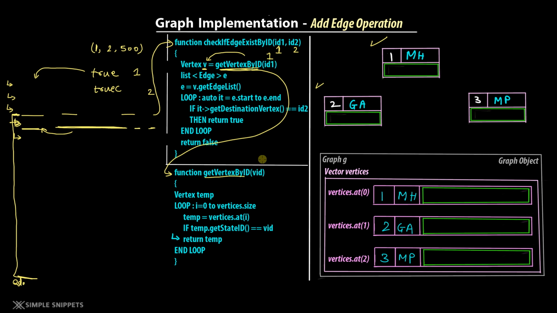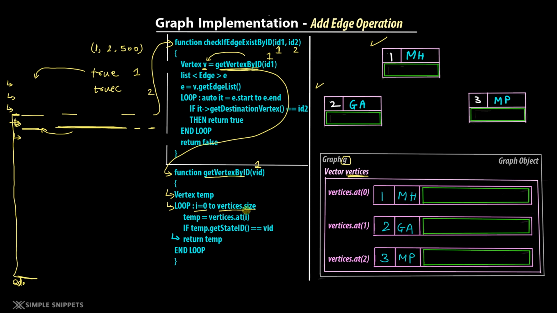VID is nothing but the ID that we are passing. We are passing 1. Now we say vertex temp. We call a loop from i equals 0 to vertices.size. Vertices is nothing but the vector inside the graph object G. The reason why we can directly say vertices.size is because get vertex by ID, check if edge exists by ID, add edge, all these functions are inside the graph class itself. So when you create an object of graph class, when you say graph G, G will have all these functions, which means that inside these functions you can use this vertices data member directly, right?